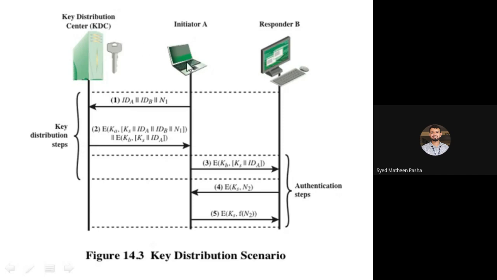So whenever a question is asked with respect to the key distribution scenario, you should draw this block and represent how the key is distributed from initiator A to responder B. But who is passing the key? KDC is mainly passing the key. I hope the key distribution scenario is clear to all.